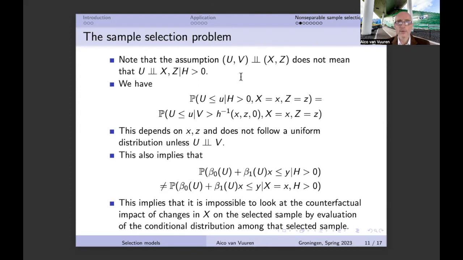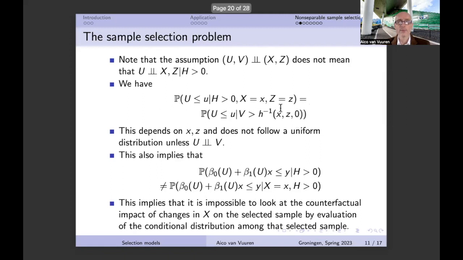And then we can use the fact that we know that u and v are independent from x and z. So therefore we don't have to condition on x and z as we do over here. We can even write it like this. And even though this looks a lot simpler than what we had seen before, you should realize that this actually does depend on the outcomes of x and z.